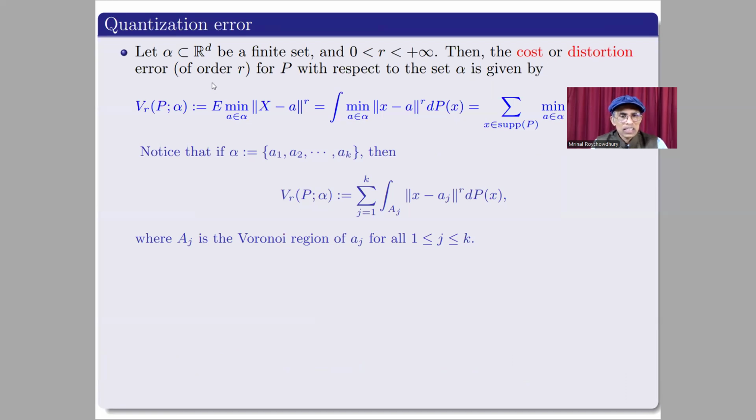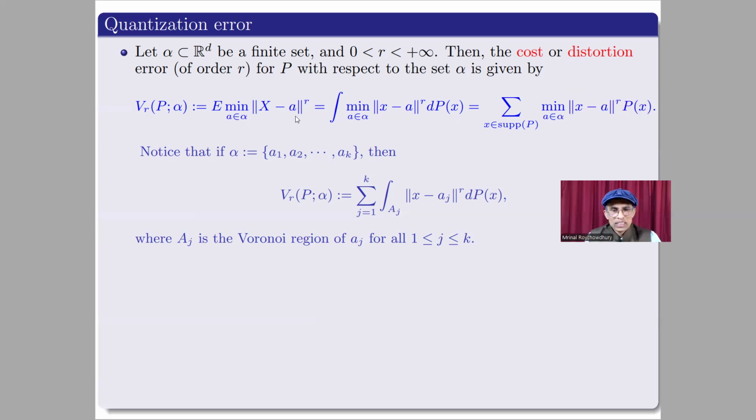Then the cost or distortion error of order r for P with respect to the set alpha is given by this same formula as in the same example. Now you are just generalizing it, taking any r. In the continuous case, as I mentioned before, this is the formula. In the discrete case, this is the formula. Suppose alpha contains k elements, then V_r(P, alpha) is the same thing as this formula, where capital A1, capital A2, up to capital Ak are the Voronoi regions of the elements a1, a2, up to ak respectively. So this is the error formula to calculate.